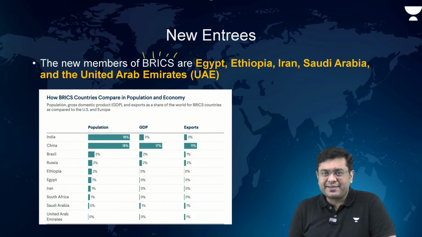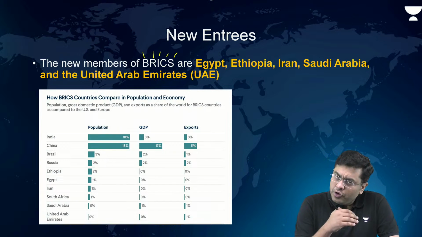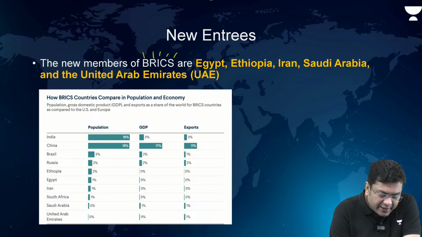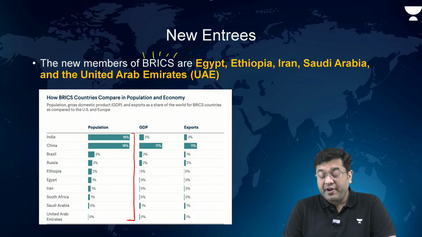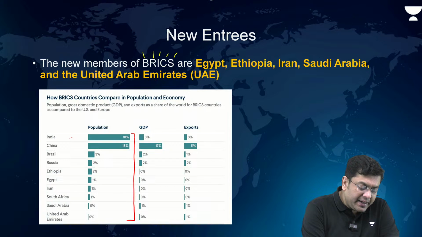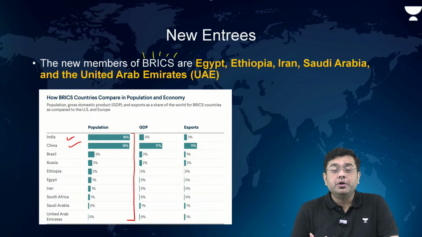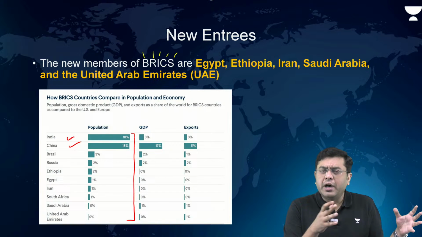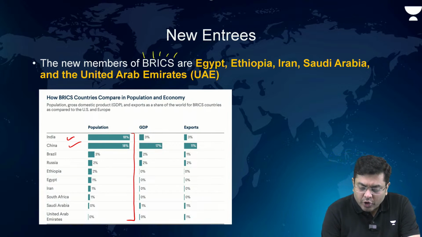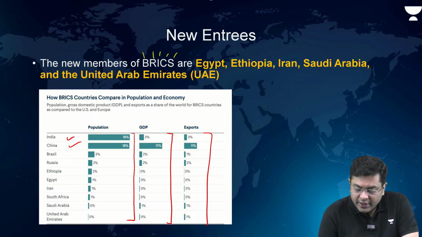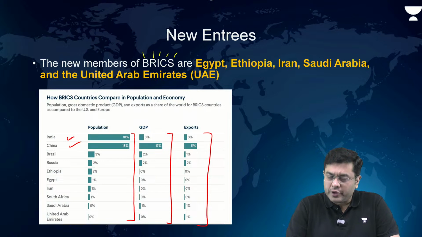But if you take a look at the statistics of the member nations who have joined BRICS, you will find it quite interesting. When you talk about the population, the grouping ends up representing more than 40-45% of the global population, right? The majority of that is contributed by India and China itself. Then when we talk about the GDP and exports, a significant portion of the global might is now a part of the BRICS.